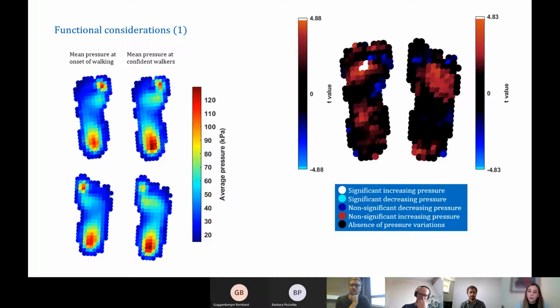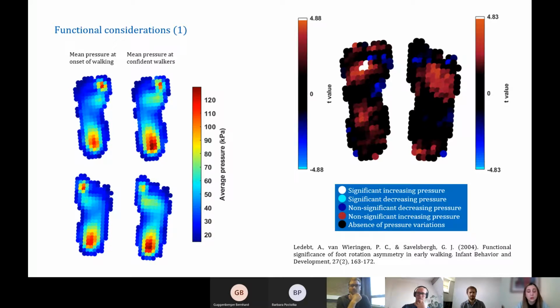In the paper, we try to give an explanation as to why we have significant differences in just one foot and not in the other. Normally, in adult or older children pressure studies, we see that differences are similar between feet, and in this case they are not. We found a paper describing the presence of interlimb asymmetry in early walking, where one limb was used for propulsion and the other limb was used for balancing purposes.